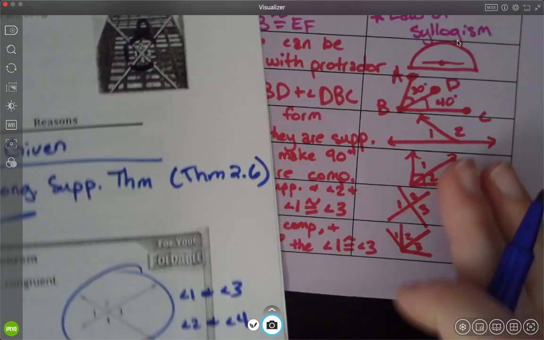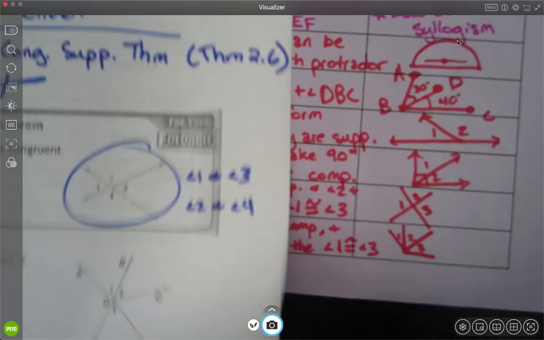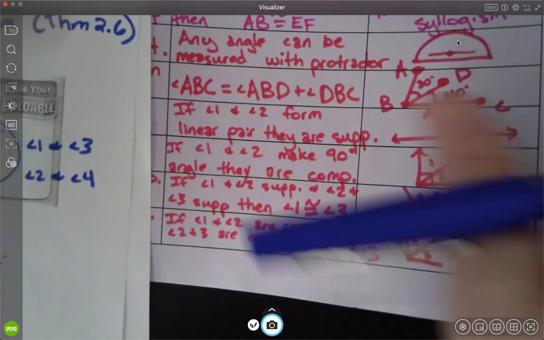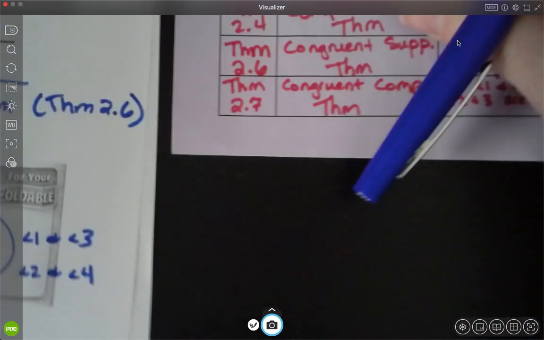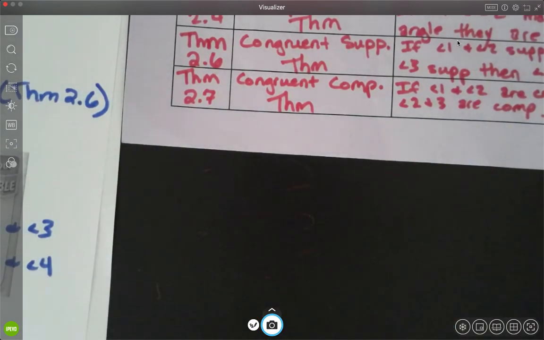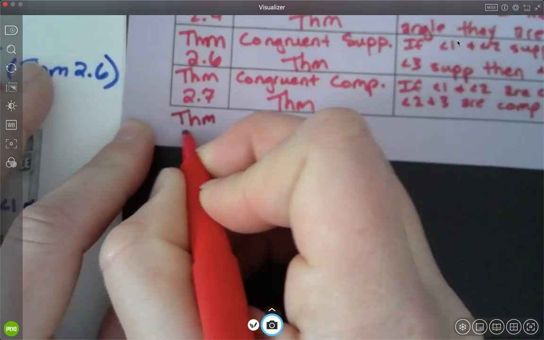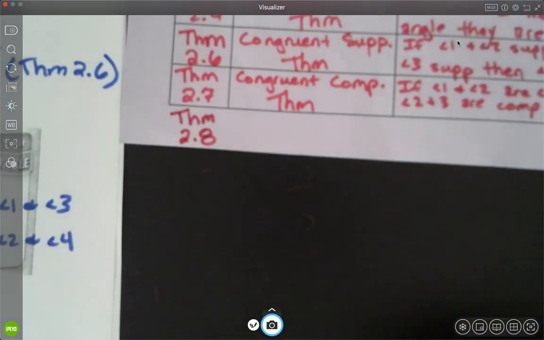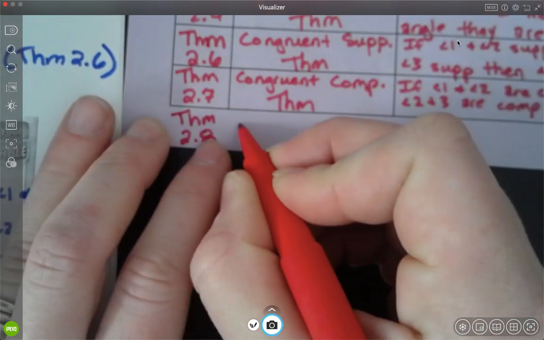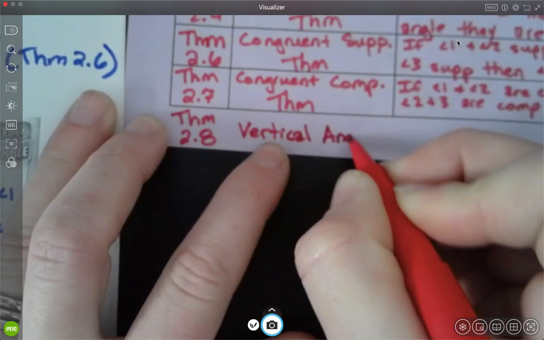All right, so let's write that down and then we'll be done. Oh, shoot, we're at the top of the next page. Maybe we'll put this down at the very bottom. Can we add one to the very bottom even though there's not a space for it? Can I add him right here? Okay. Then we don't have to start a new one. I'm going to do theorem 2.8. You can go into the back if you want to, if this bothers you. I'm just going to put him down here at the bottom because they kind of all go together. So theorem 2.8 is the vertical angles theorem.